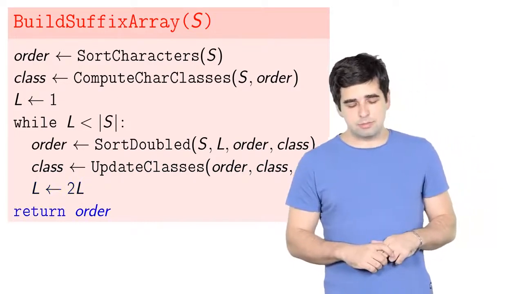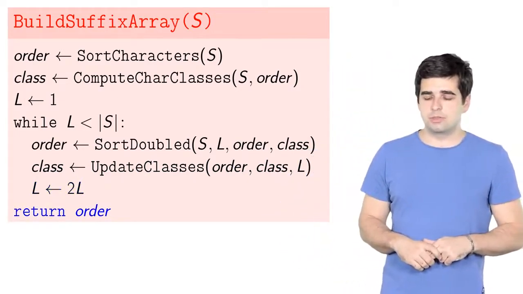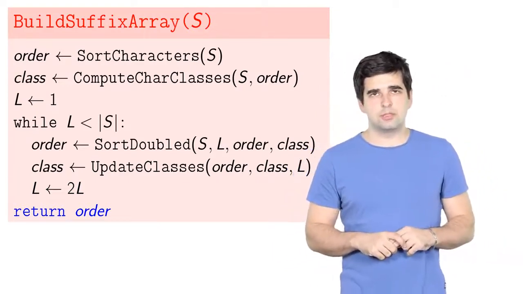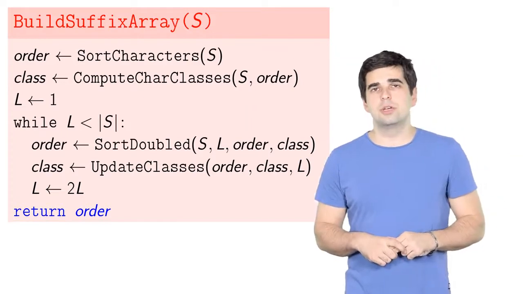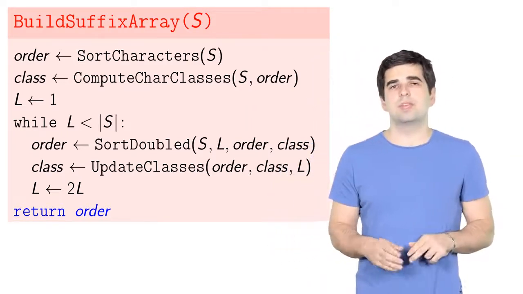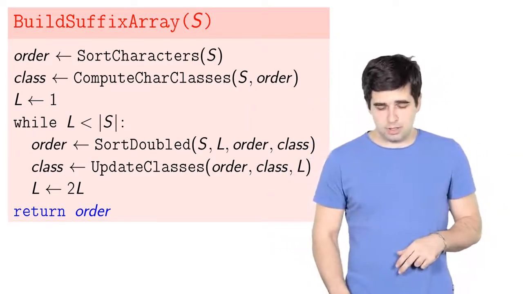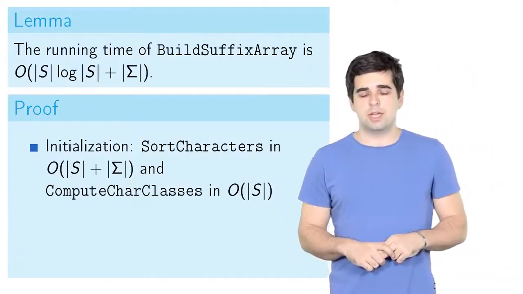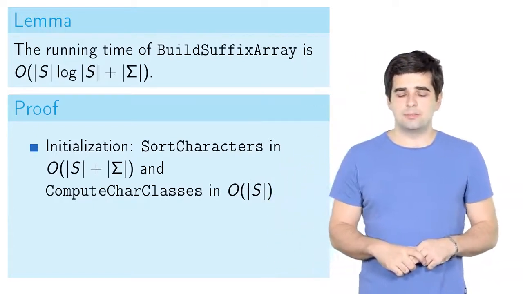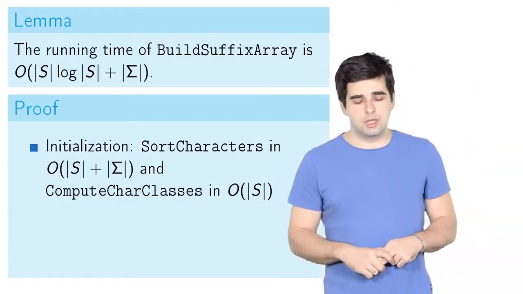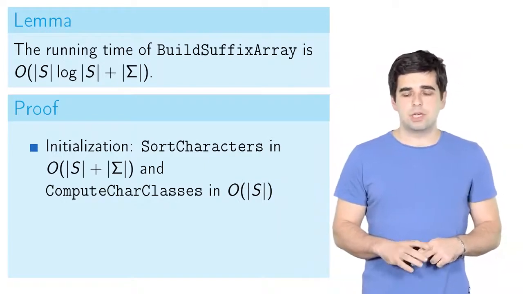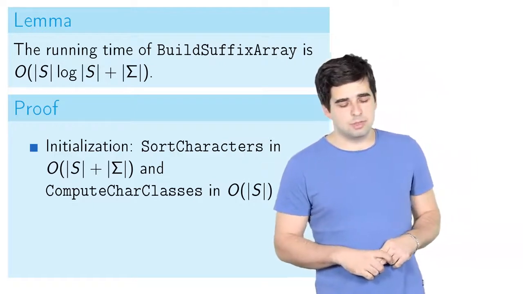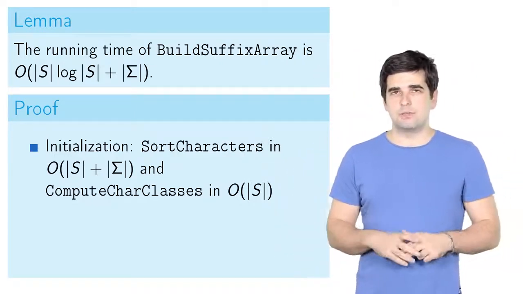And by that time, array order will contain the correct order of all the full cyclic shifts of the string S, which is the same as the correct order of all the suffixes of the string S if it has a $ on the end. And the running time of build suffix array procedure is length of S times logarithm of that plus size of the alphabet. So the size of the alphabet is because of the counting sort of characters in the beginning, because we've sorted them in time proportional to length of the string plus size of the alphabet.